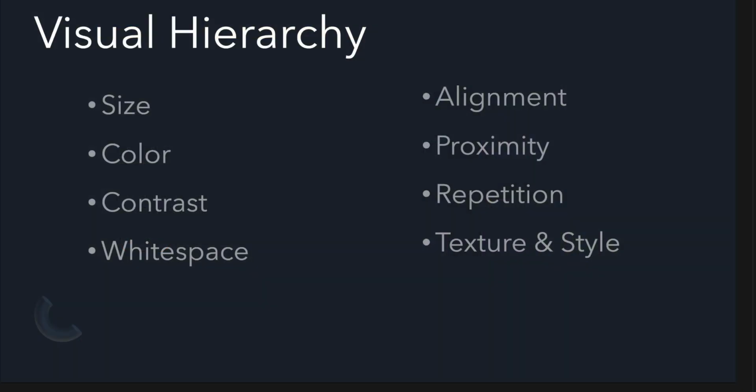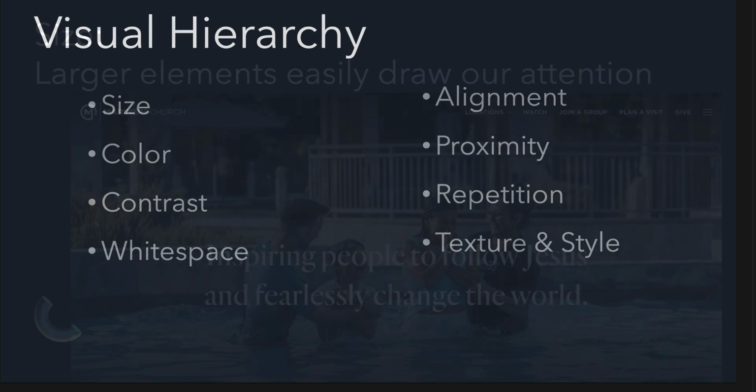All right, so as we talk about visual hierarchy, there are a few elements that we use in order to determine how to create visual hierarchy. One of the most popular ways to create it is size. We can also use color. We can use contrast. We can use white space. And just a note, white space, you'll also hear me call it negative space. It's the same thing. We'll talk more about that in a moment. We can use alignment, proximity, repetition, texture, and style. All of these are things that can help us create a visual hierarchy. So let's look at some examples.